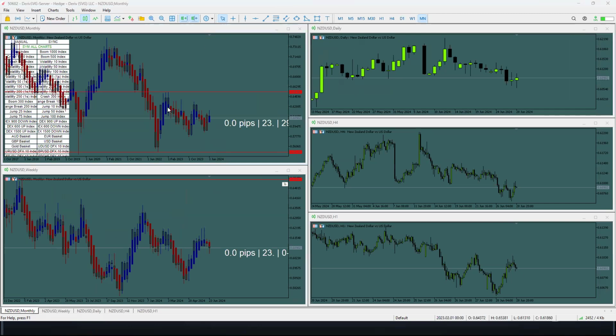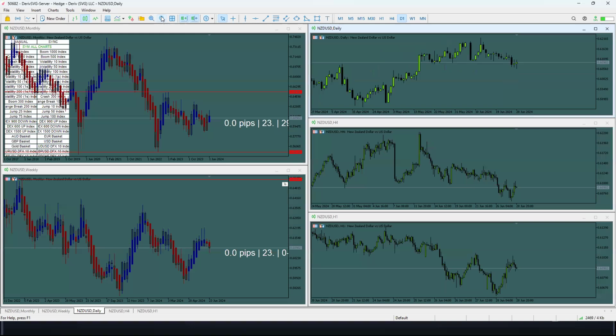Okay, so these are our time frames, right? This is our monthly time frame. This is our weekly time frame. This is our daily time frame. This is our 4 hour time frame, 1 hour time frame, and so on. You can go all the way to the 1 minute time frame.